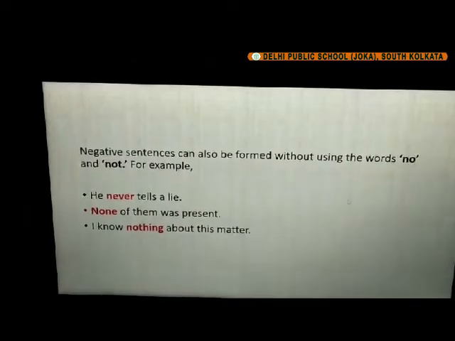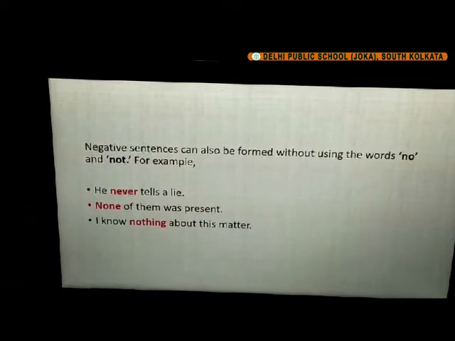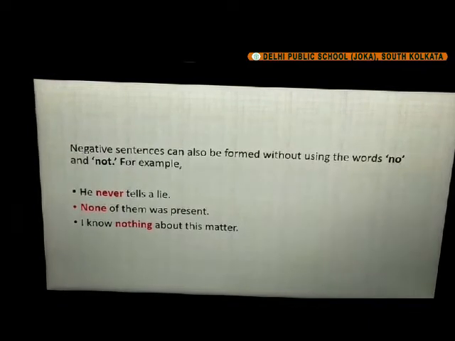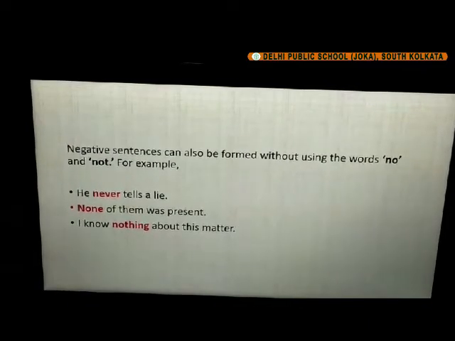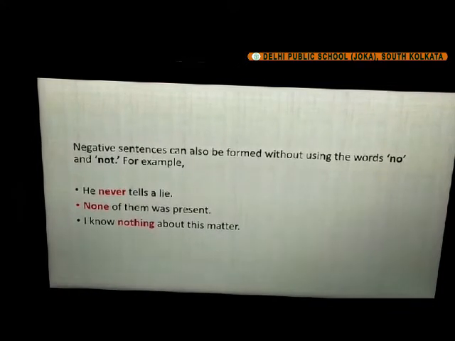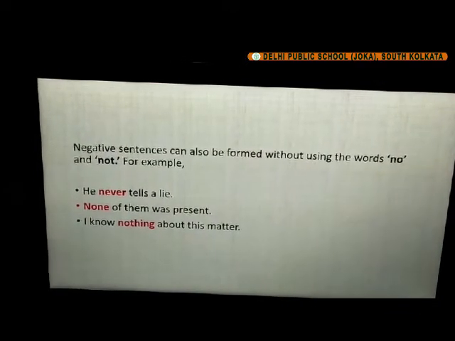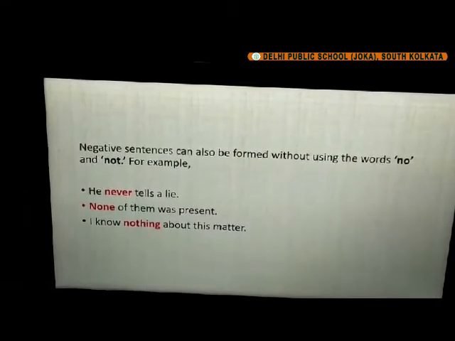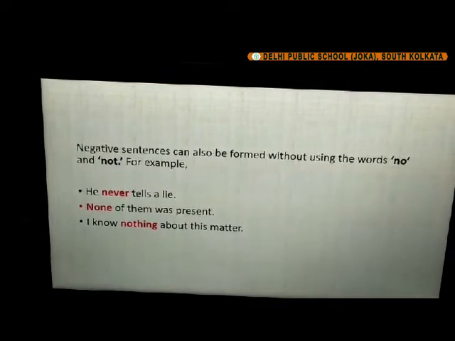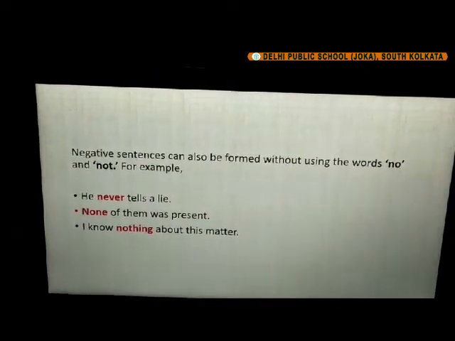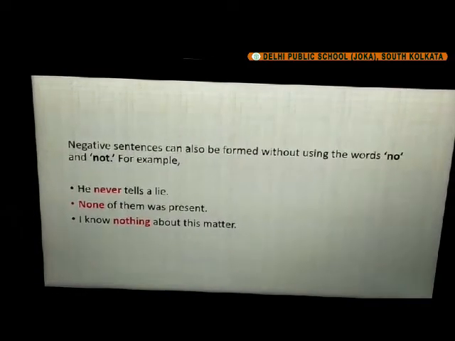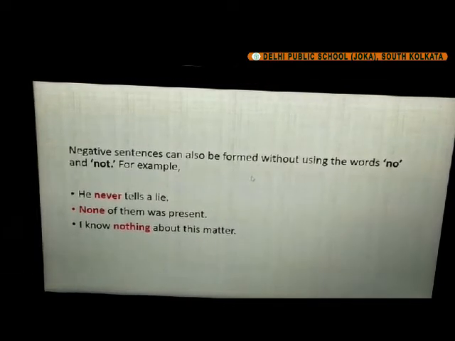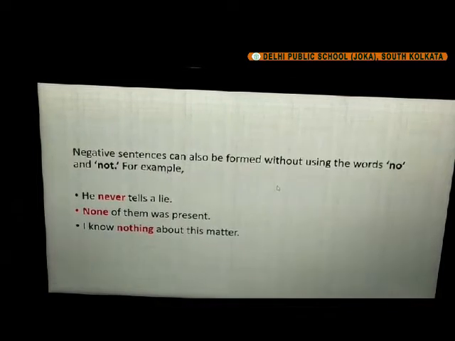Yes, so far we have looked at sentences which are made into negative by adding words like no and not. Now there are a few other words which can also be used instead of these two words for framing negative sentences. For example, never, none, or nothing. Look at the sentences given here. He never tells a lie. None of them was present. I know nothing about this matter. So these are negative sentences without the words no or not. We are using never, none, and nothing instead.